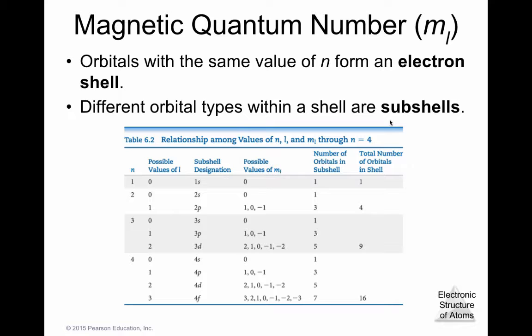You might want to note, this is important because people frequently confuse this vocabulary. So if the orbitals have the same n value, the same principal quantum number, then they are in the same electron shell. But the different orbital types within that electron shell, those are called subshells. So in the third energy level, there's the 3s, the 3p, and the 3d. These are all subshells right here, but this is one shell.